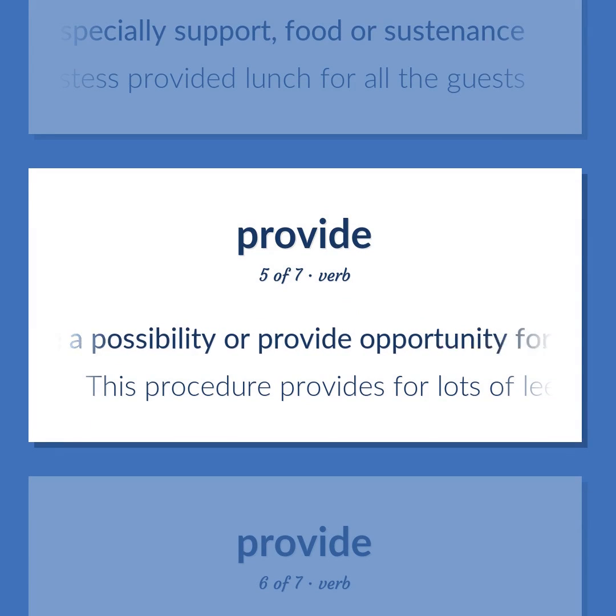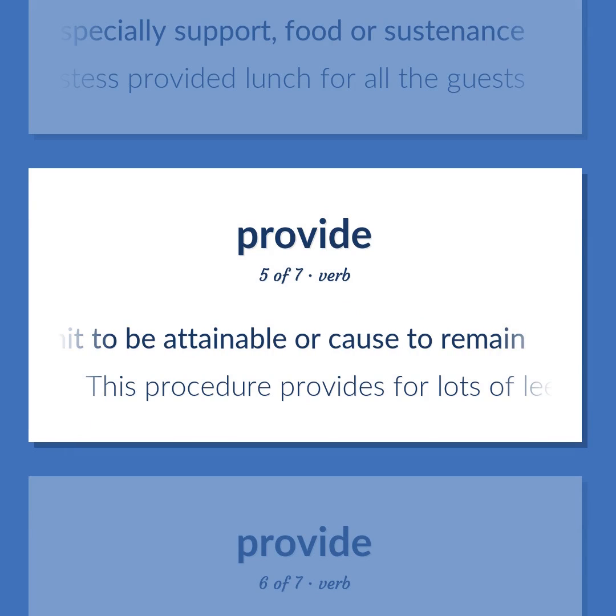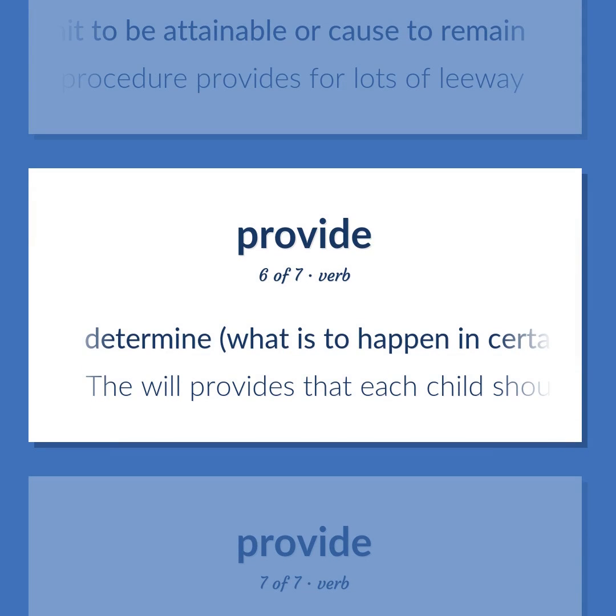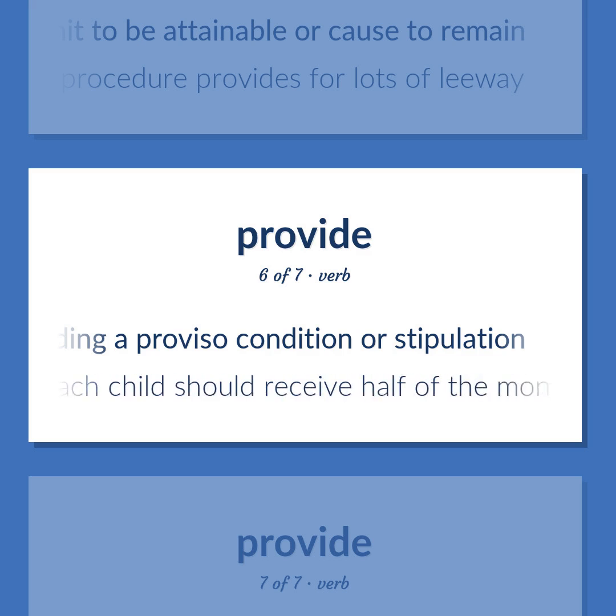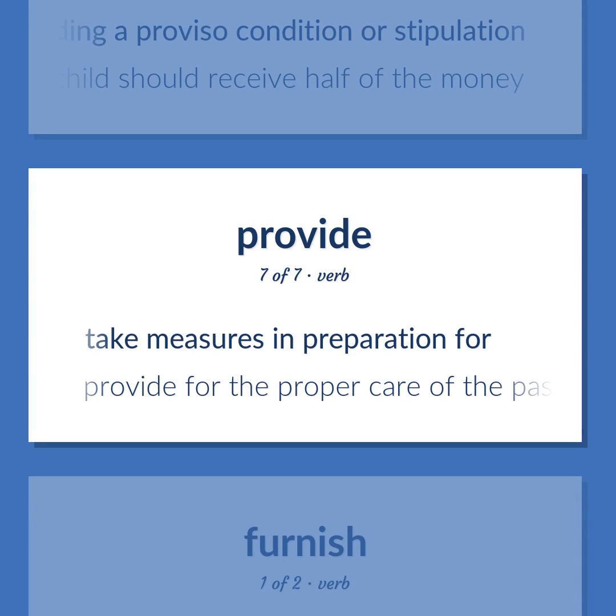Make a possibility or provide opportunity for, permit to be attainable or cause to remain. This procedure provides for lots of leeway. Determine what is to happen in certain contingencies, especially by including a proviso, condition or stipulation. The will provides that each child should receive half of the money. Take measures in preparation for. Provide for the proper care of the passengers on the cruise ship.